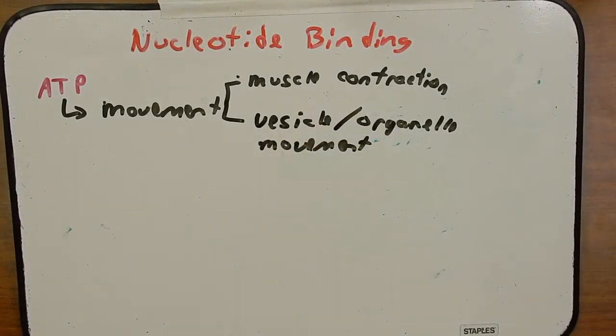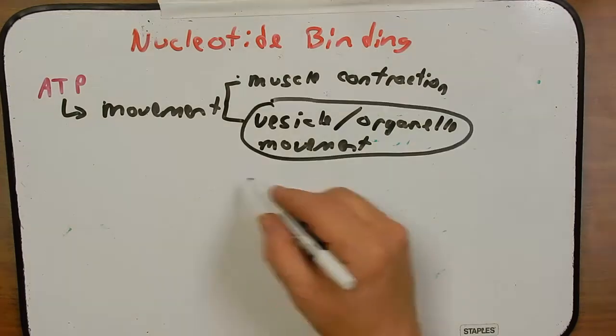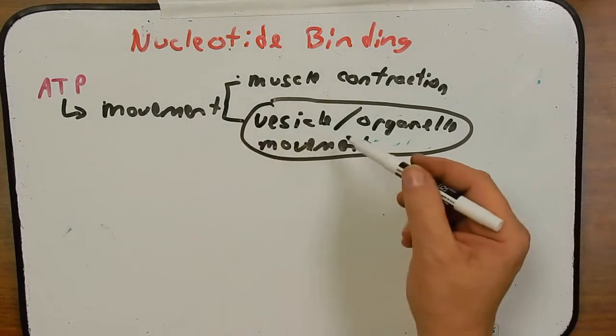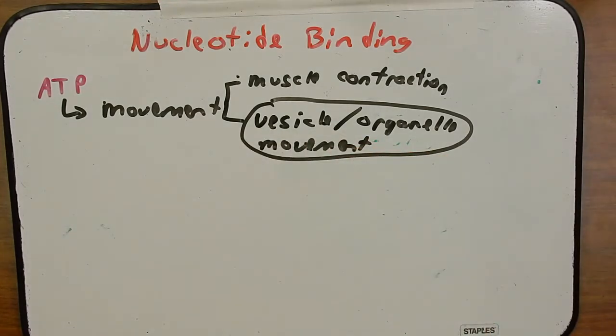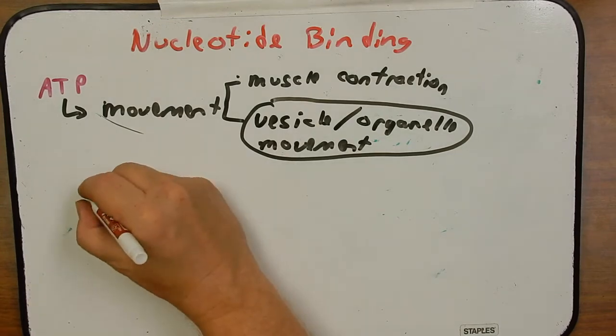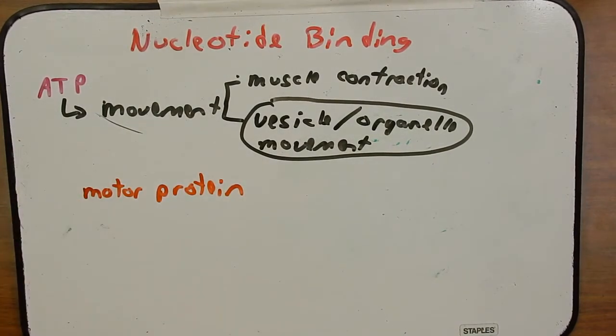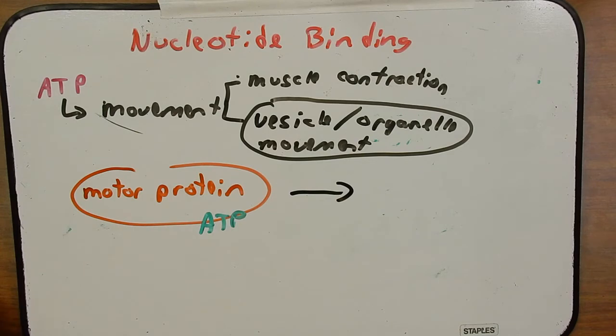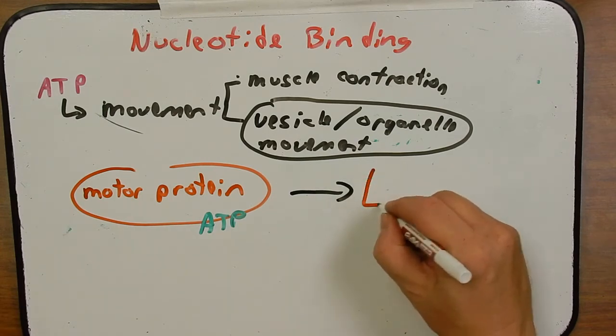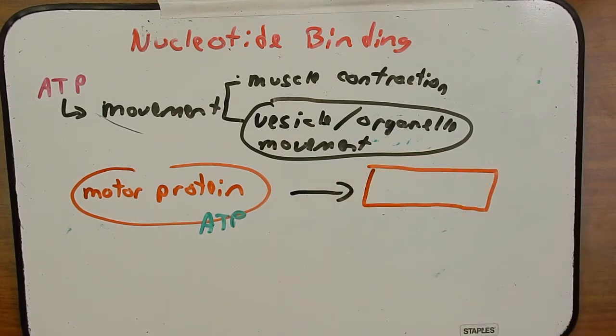So how does it do this movement? It moves vesicles and fibers for muscle contraction, and I'm just going to focus on how ATP can be used to move things within the cell. So how does ATP help move vesicles or organelles within a cell? It does so using something called a motor protein. Motor proteins bind ATP. ATP is hydrolyzed, and that will change the conformation of this motor protein. And just to draw it generically, I'll go from a circle to a square.